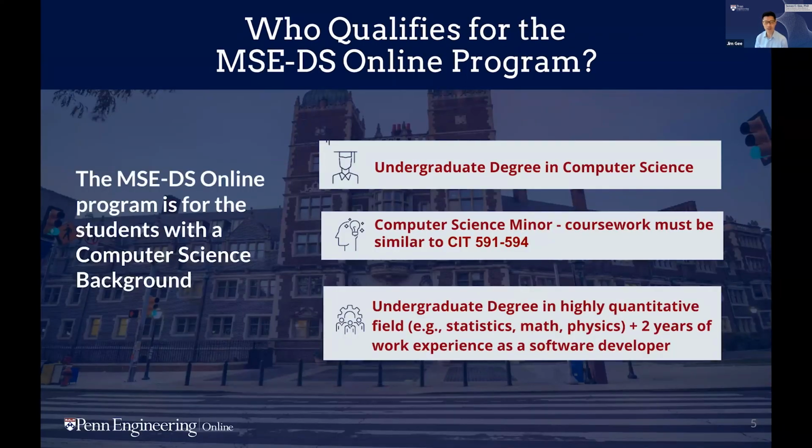The profile for the MSE Data Science Online student is someone interested in solving problems and expected to be quantitatively and algorithmically minded with a demonstrated interest in data science. Your background may include an undergraduate degree in computer science, or a computer science minor, or a degree in a highly quantitative field with demonstrated work experience in software development.